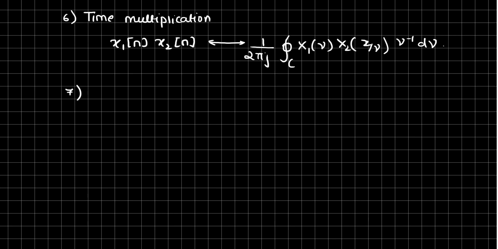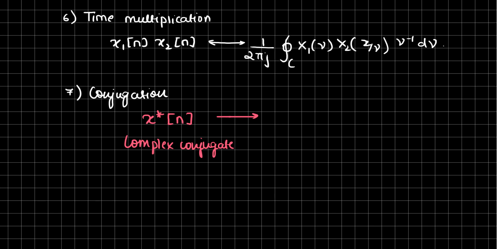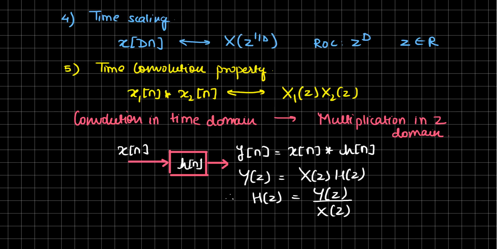The next property is conjugation property. Which states that the Z transform of the complex conjugate of the signal is again the complex conjugate of the Z transform, but we have the conjugate of that Z also, and the region of convergence remains same. Now in this time multiplication property, the region of convergence is the intersection, and similarly in this time convolution property also, the ROC is the intersection of the two individual ROCs.